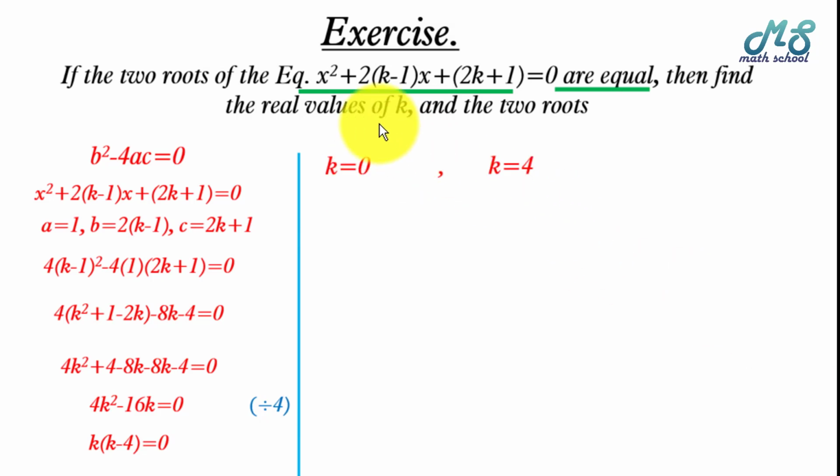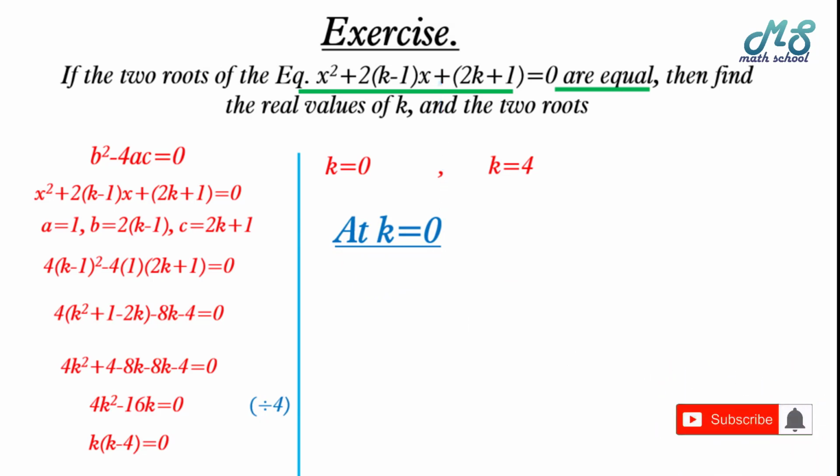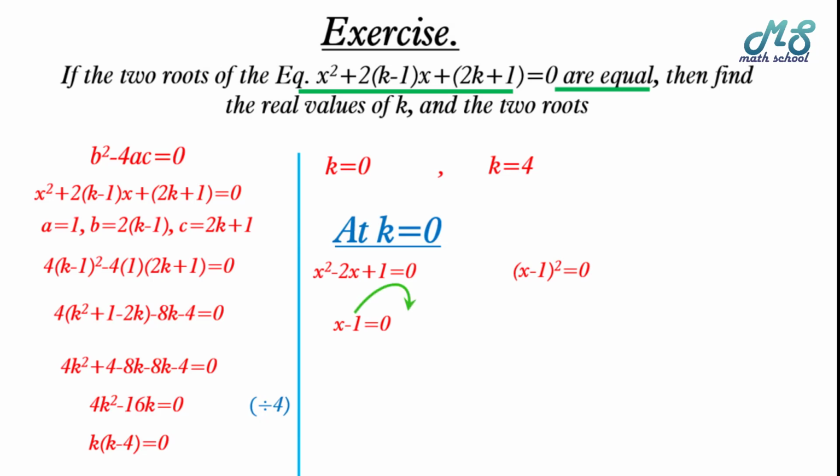Now we have two equations. You have to solve and find the two roots. First, at k equals 0, substitute in the given equation. We get the equation x squared minus 2x plus 1 equals 0. The expression x squared minus 2x plus 1 is a perfect trinomial. It's easy. We can write it as (x minus 1) all squared equals 0. Now guys, x minus 1 equals 0. Move 1 to the other side to be added. We can get x equals 1.